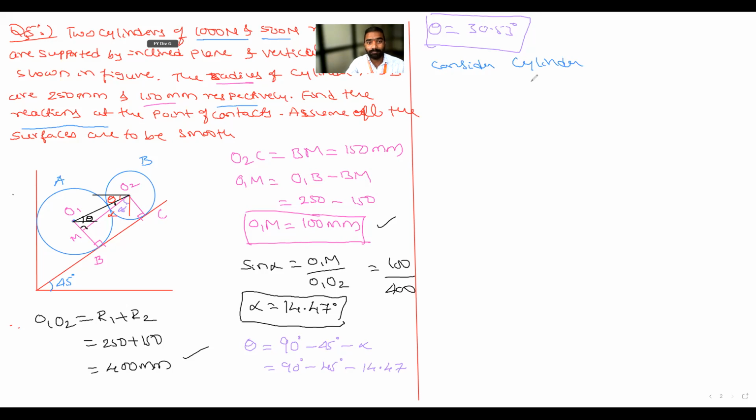One minute, what did I say? You have to select one cylinder which is subject to the least number of forces. The bigger one, how many contact surfaces are there? 1, 2, 3, and weight is 4. So the smaller one, how many are there? 3. So consider cylinder B. Okay, so now apply the forces.